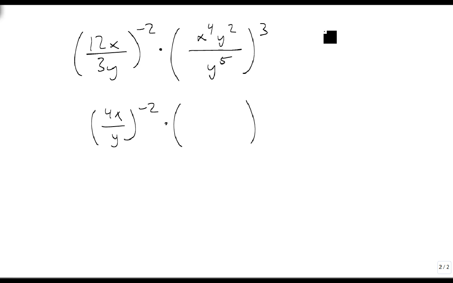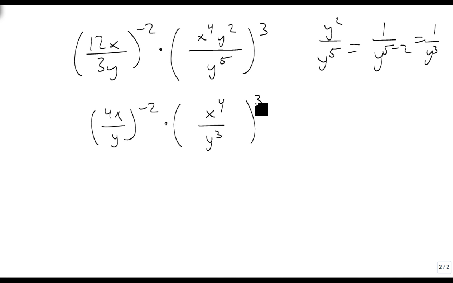Y squared over y to the 5th. The 5 is bigger, so it stays on bottom. We'll subtract 2 from it and get 1 over y cubed. So I get x to the 4th over y cubed, cubed. Well, the negative power means I need to turn this upside down. So the y goes to the top and the 4x goes to the bottom.